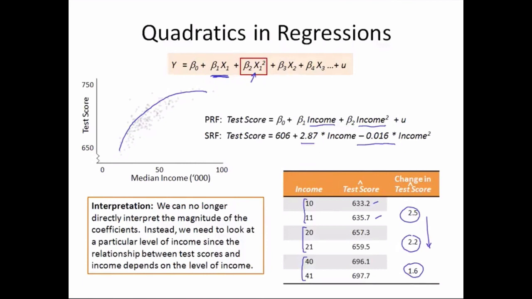So how do we actually interpret the values of these coefficients, 2.87 and negative 0.016? So the bad news is that we can't actually directly interpret the magnitude of these coefficients like we did for the different regressions using logs. We can only plug in our values for income and look at the changes in test score for various levels of income that we might care about.